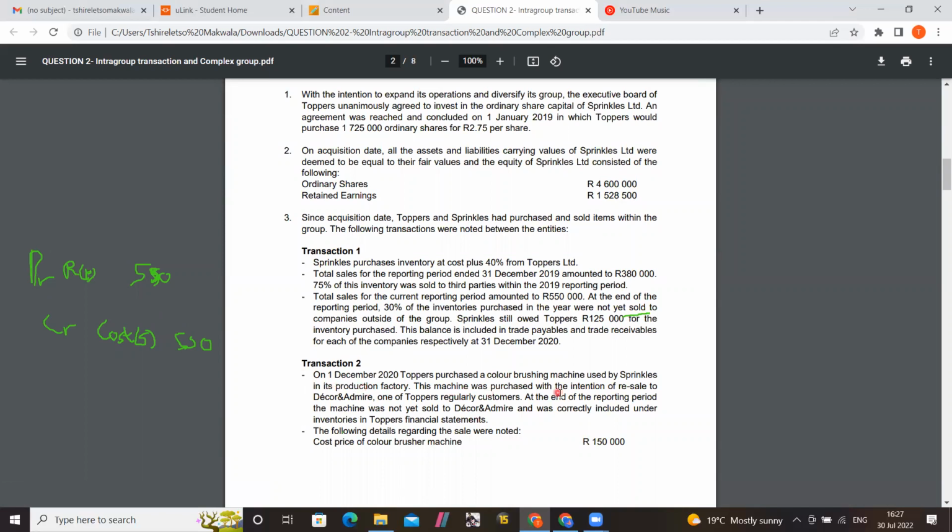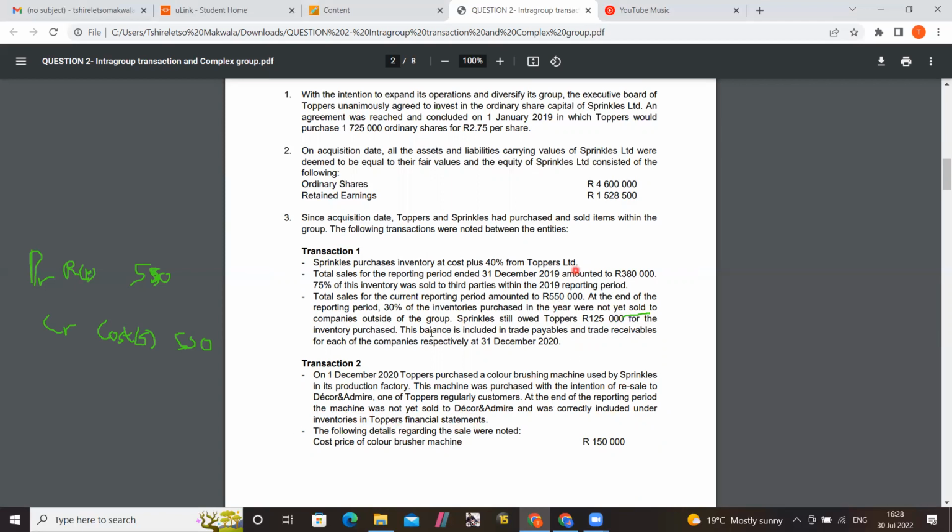So Topper purchased a coloring machine used by Sparkle. So that's basically unrealized profit for inventory, right? Here they tell us that Topper purchased a coloring brush machine used by Sparkles in its production factory. This was purchased with the intention of resale to Deco Admira, one of Topper's regular customers. At the end of the reporting period, the machine was not sold yet and was correctly included under inventories in Topper.